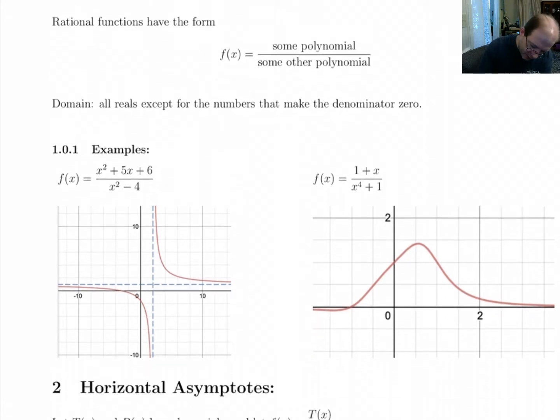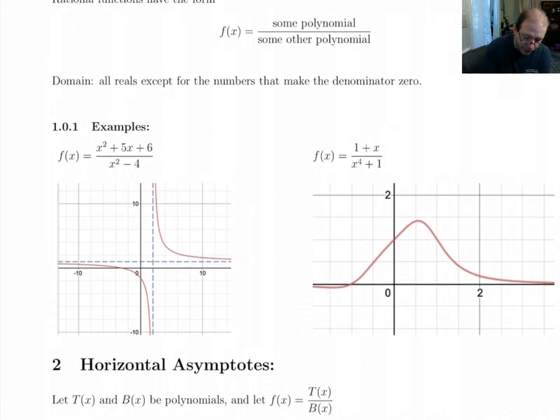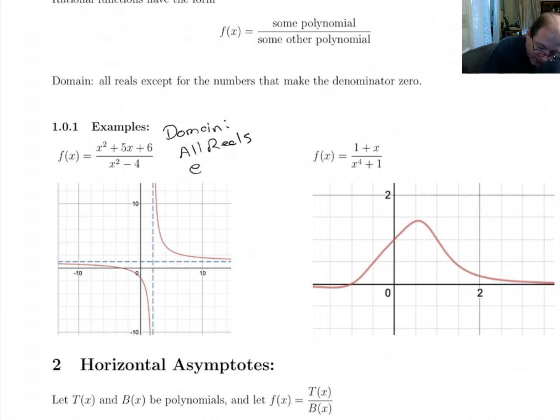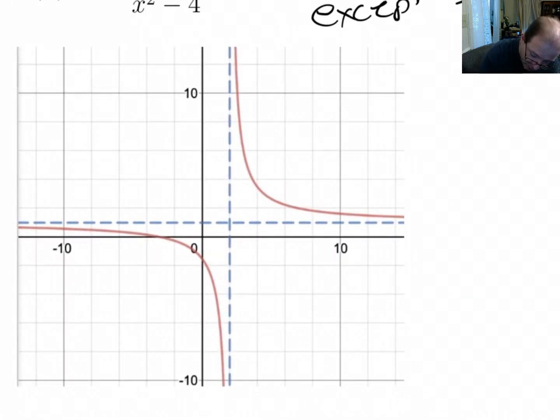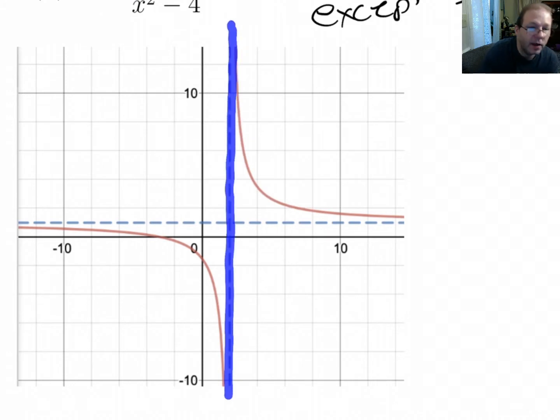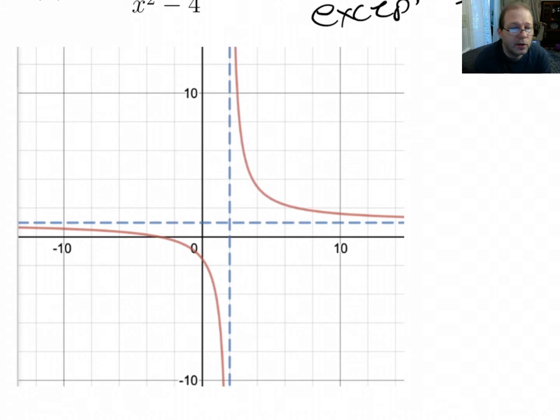So if we look at these two examples, this first one, the domain is going to be all reals except plus or minus 2, because positive or negative 2 will make this denominator 0. Now, if you look at the graph, you can easily see that at 2 we've got a vertical asymptote, and so 2 is not in the domain. Negative 2, it's not obvious at all from the graph that it's not there.